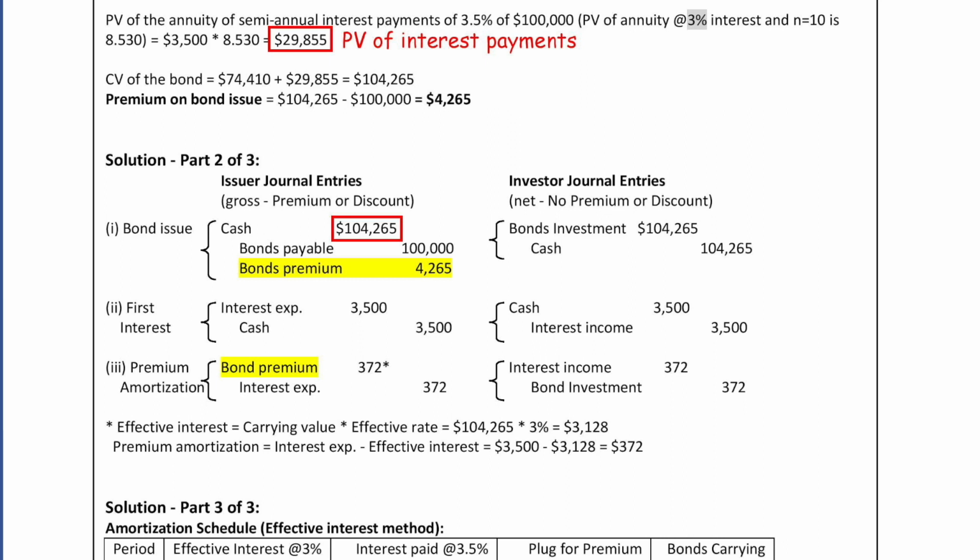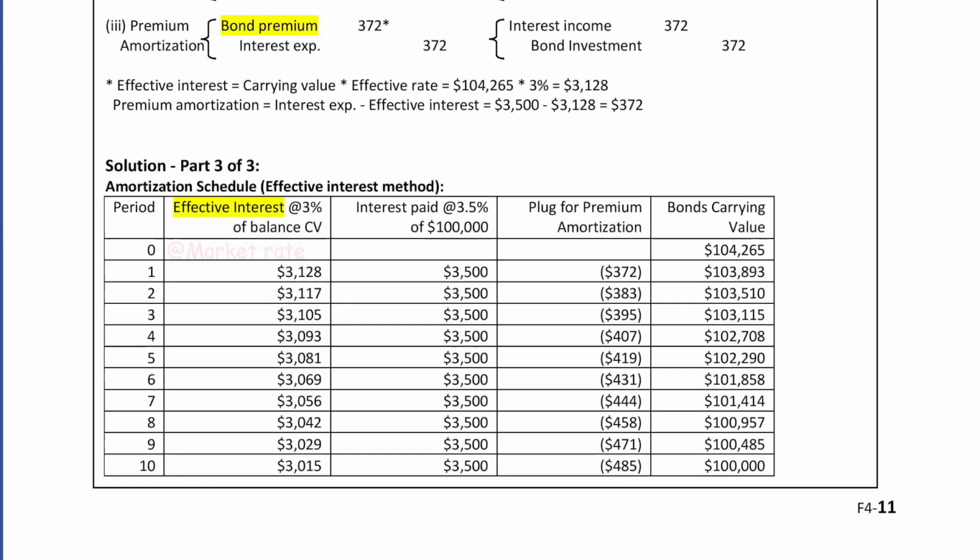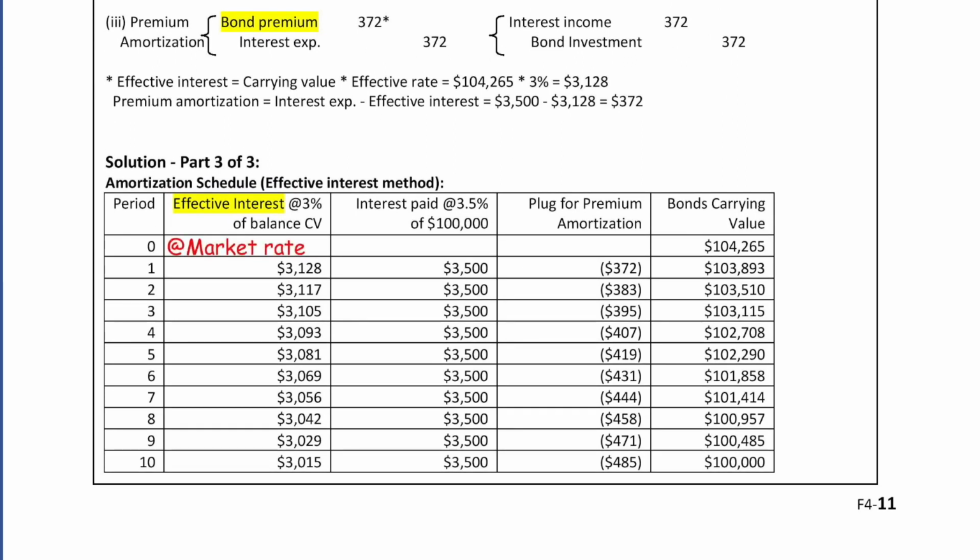Now let's look at the amortization schedule towards the bottom of this page. You've got period, and then the first column, highlight effective interest and write at market rate. So market rate was 6%. Since it was semi-annual interest payments, we took 3% here. Next column, highlight interest paid and write at stated rate, the rate printed on the bond. This helps us calculate, highlight, premium amortization. The last column, we're looking at bonds carrying value, highlight 104,265 and write cash received on issuance.